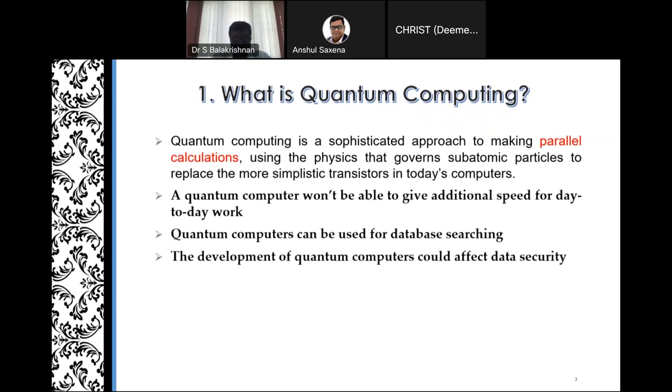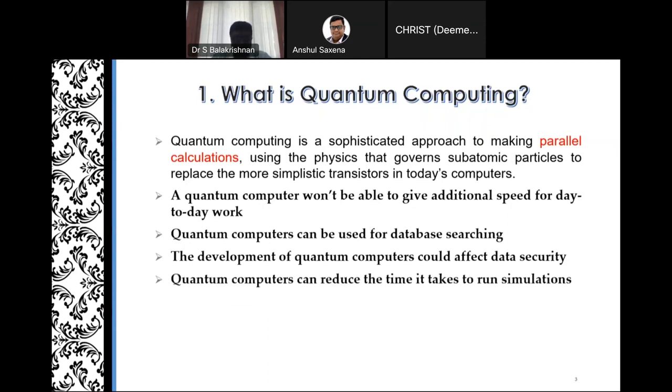Normally, whenever we are talking about data security, encryption is very important. Encryption is used for data protection. To break an encryption code, you will have to brute force it. Even a supercomputer will take trillions of years to do that, but a quantum computer can do it in a short period of time.